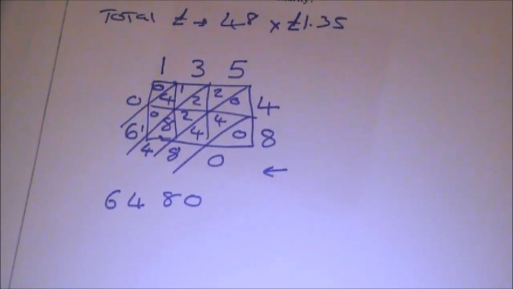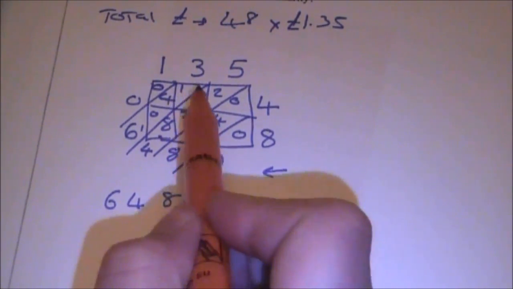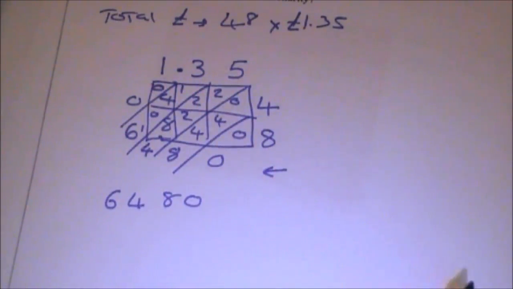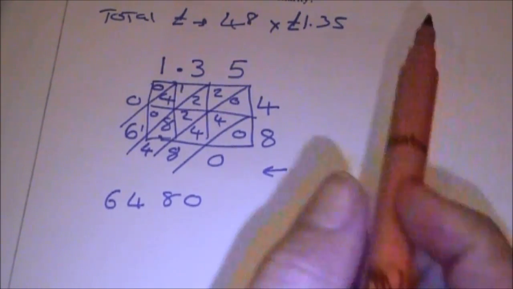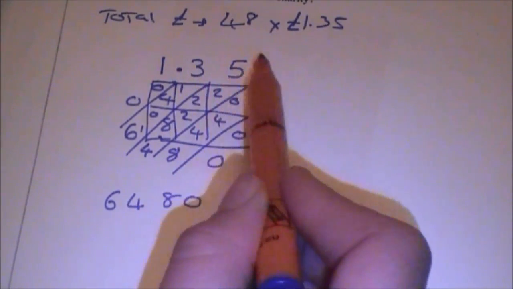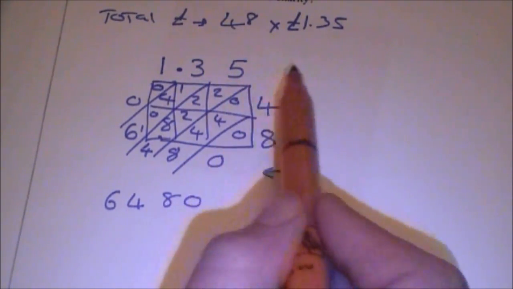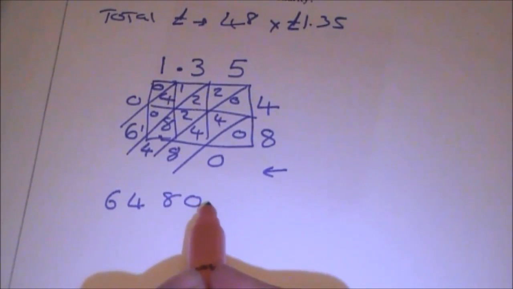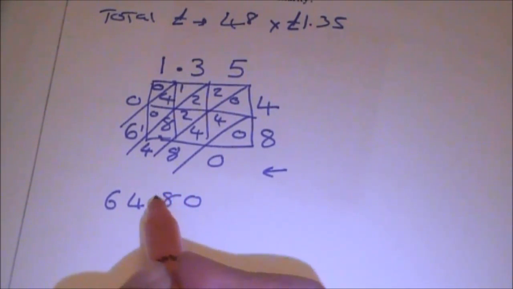Now I'm dealing with money here, and I've got to put the decimal back in. So there's a couple of ways of doing this. I did have originally £1.35. What I did is multiplied that by 100 and move the decimal point out 2 spaces. So in the answer I need to move the decimal point back in 2 spaces.